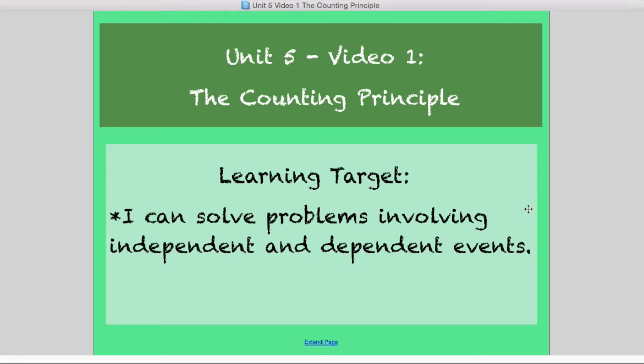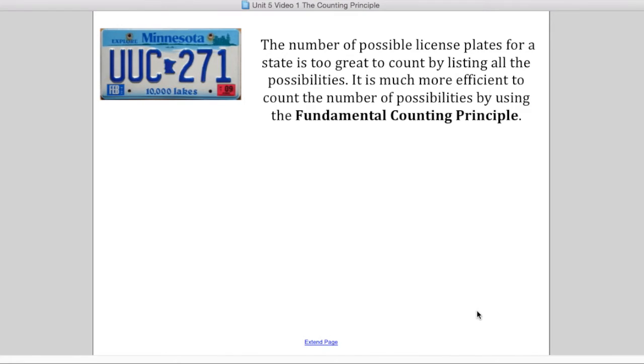Today we're going to look at the counting principle. Unit 5 starts out our probability unit. Today you're going to learn to solve problems involving independent and dependent events. The number of possible license plates for a state is too great to count by listing all the possibilities. It is much more efficient to count the number of possibilities by using the fundamental counting principle.